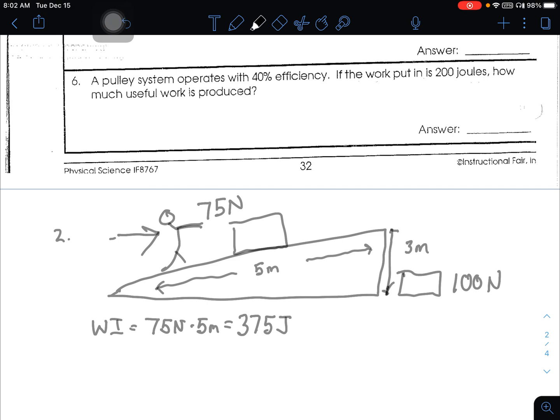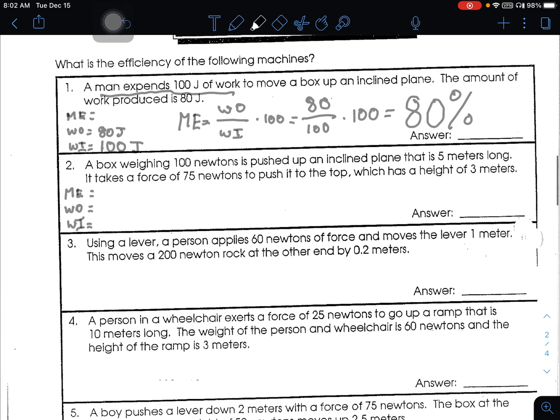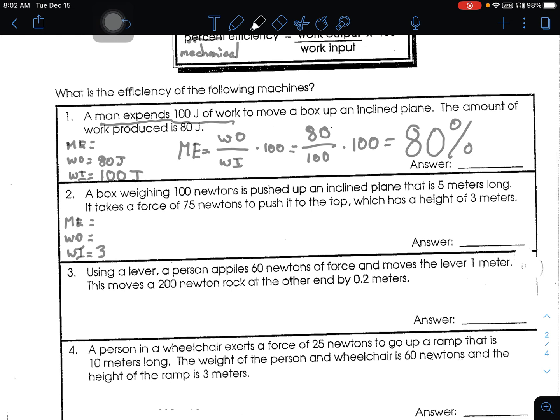On the other side over here, this is my work output. This is what the machine accomplishes. It lifts a 100 Newton box 3 meters in the air. So my work output is going to be 300 joules. Okay, go back up to my problem. Work input is 375. Work output is 300.